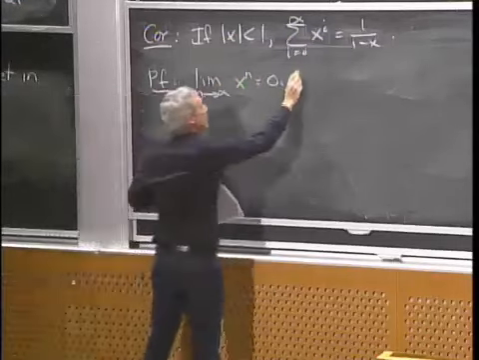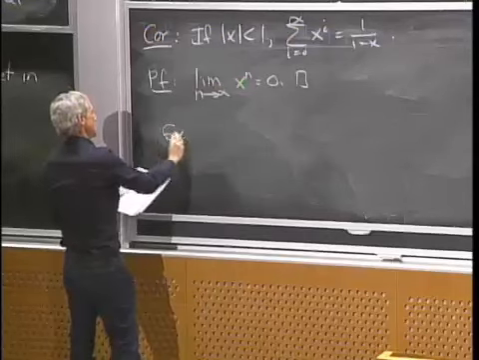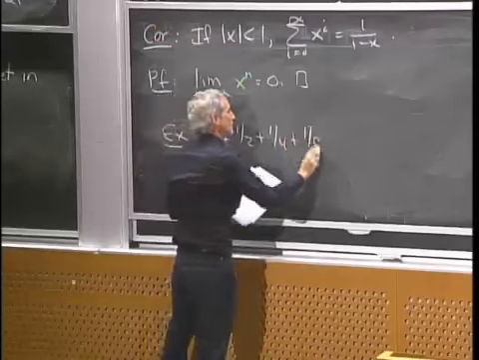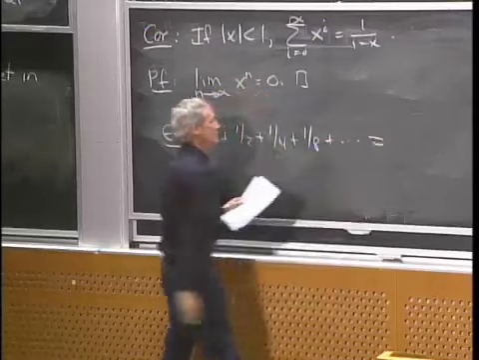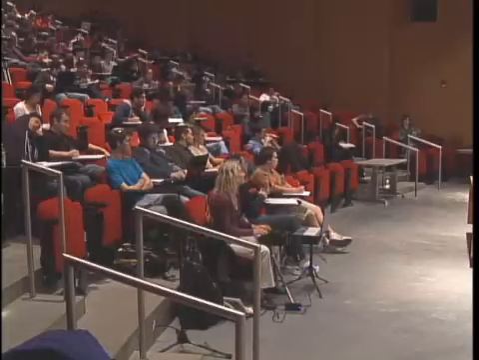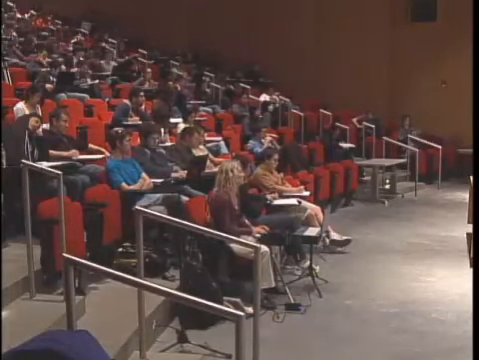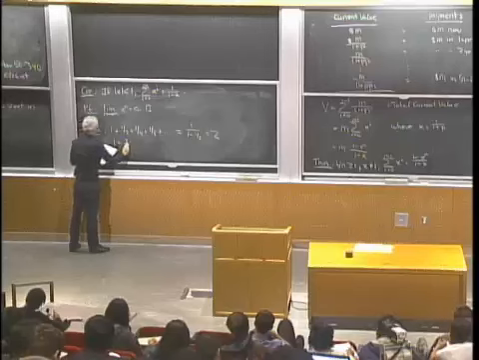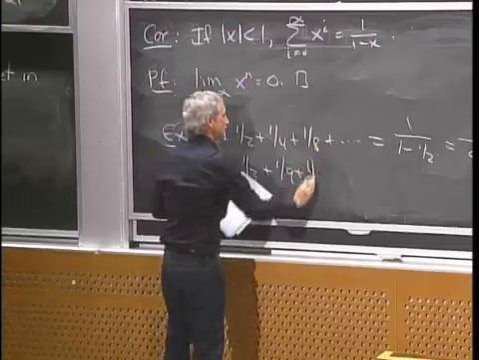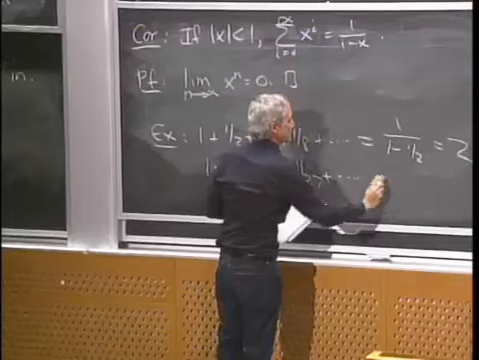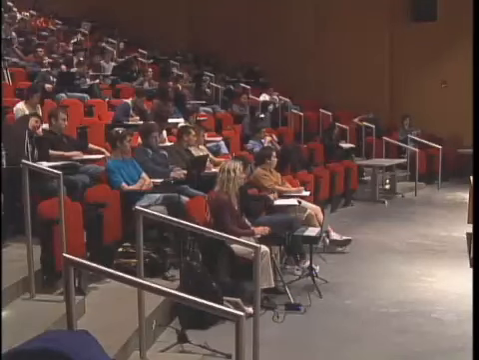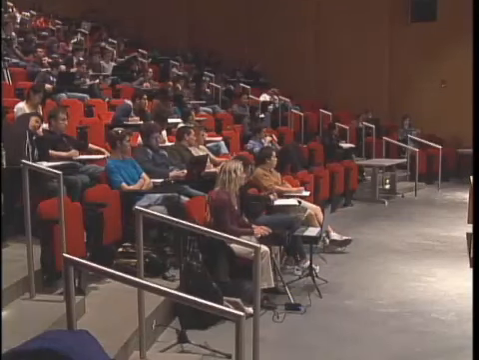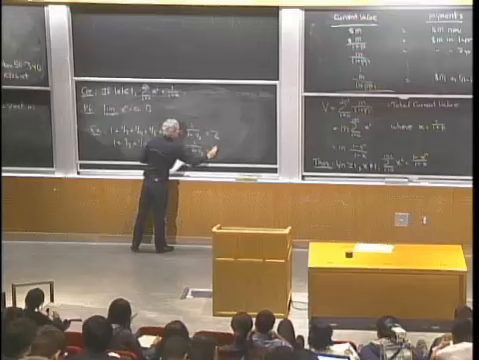Okay. So for example, what's this sum? This one you all know, I'm sure. Out to infinity, what's that sum to? To 2, yeah. It's 1 over 1 minus a half, which is 2. What about this sum? Out to infinity, what does that sum to? Yeah, 3 halves. 1 over 1 minus a third is 3 halves.